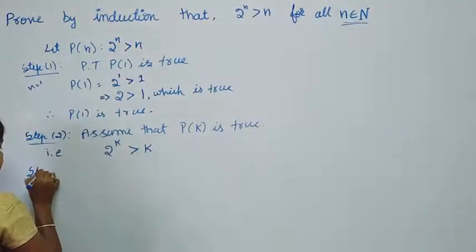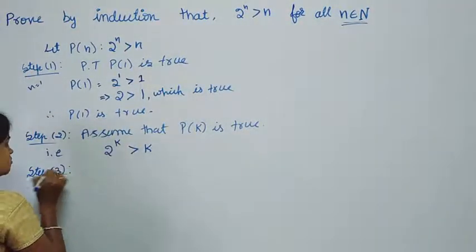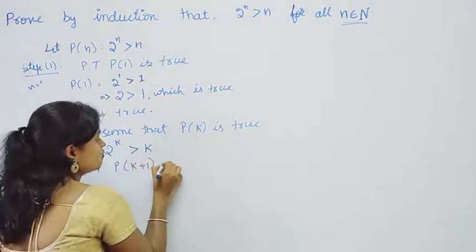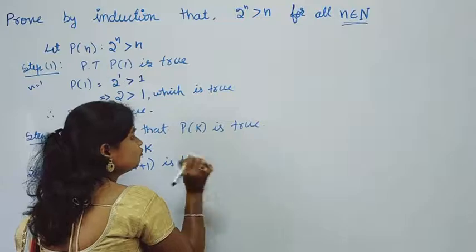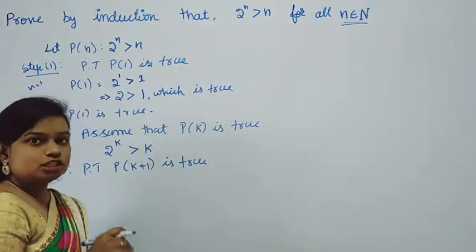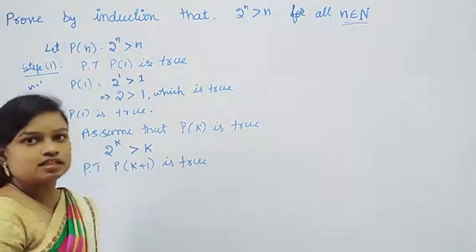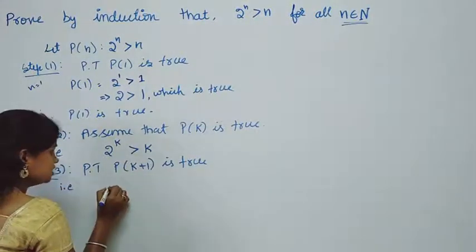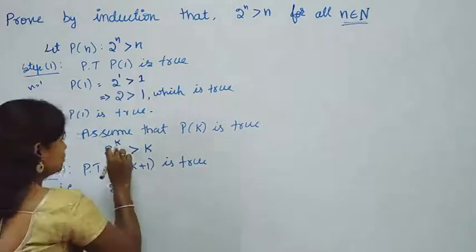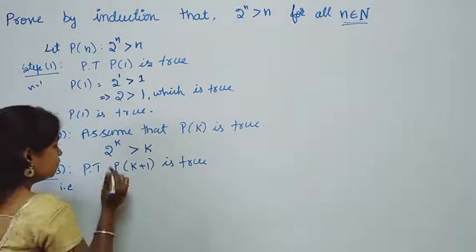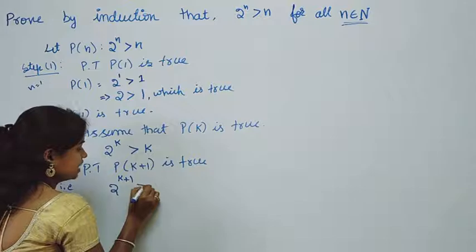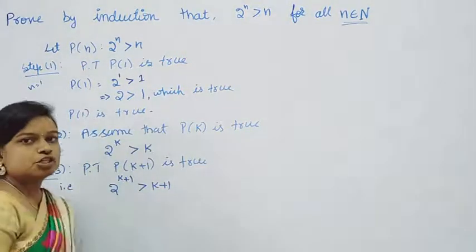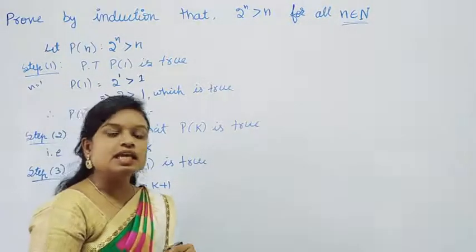And come to step 3. So step 3 is: prove that P of k plus 1 is true. So we have to show that the given statement is true for the k plus 1th term. Which means we have to show that 2 power k plus 1, put n is equal to k plus 1, P of k plus 1: 2 power k plus 1 is greater than k plus 1. So we have to prove this condition.